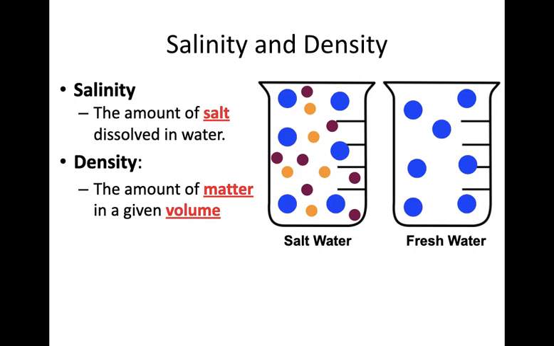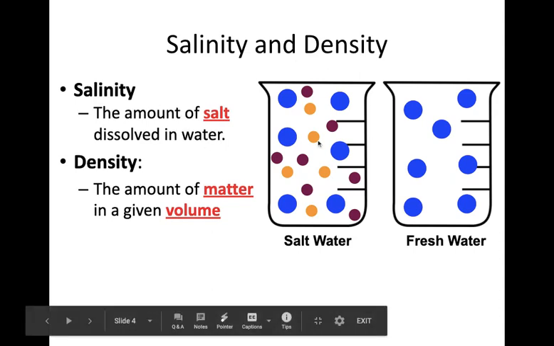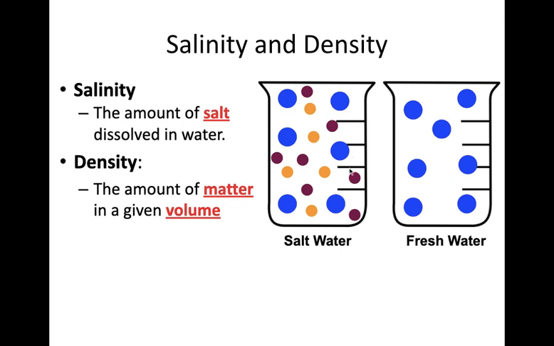Looking at salinity and density. Salinity, when we use that phrase, is the amount of salt that is dissolved in water. Here we have these little blue dots representing the water. The purple and the yellow dots represent the saltiness. So if we have the same amount of fresh water versus salty water, there is more material, or more matter, inside that salt water, which makes salt water more dense.